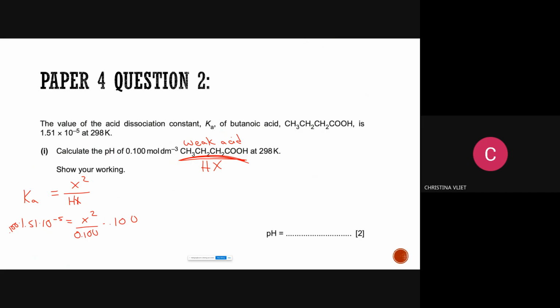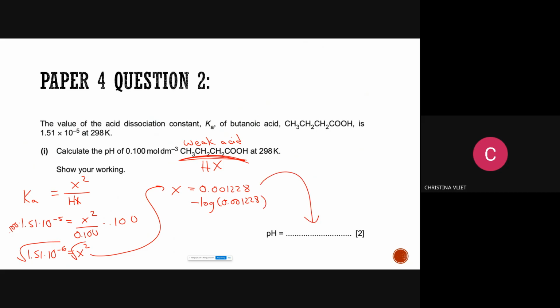I get 1.51 times 10 to the negative 6 equals x squared. I take the square root of that, just so you can follow along. X equals 0.001228, or its equivalent in scientific notation. Is that the final answer? No, it is not. We take the negative log. pH is 2.91.